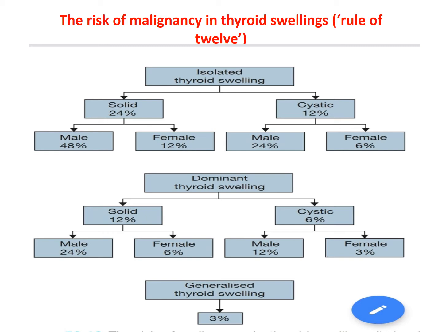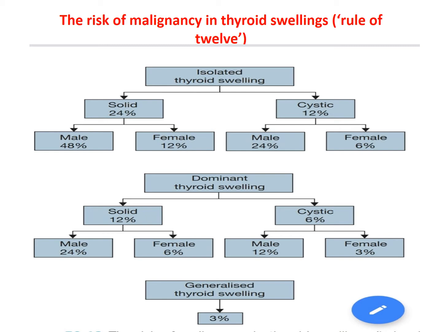Again, they could be solid, there's a 12% chance, or cystic, a 6% chance. And again, if the patient is a male patient, then 24% of these male patients are at a higher risk of having malignancy in these dominant thyroid nodules, whereas the risk of malignancy in these thyroid nodules is only 6% in the female patients.